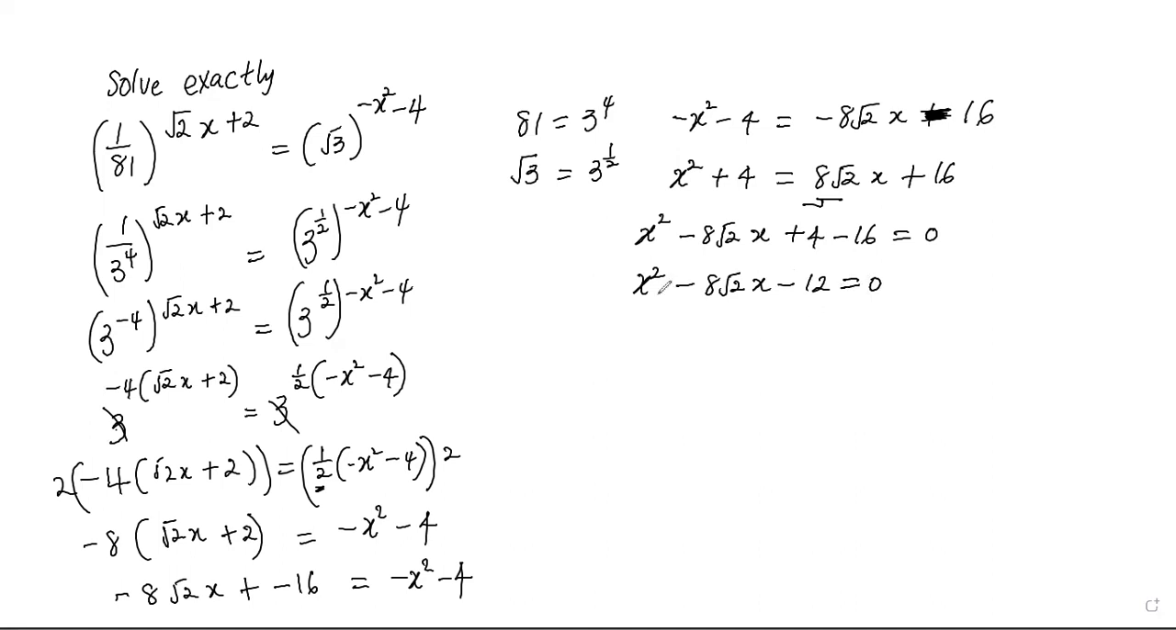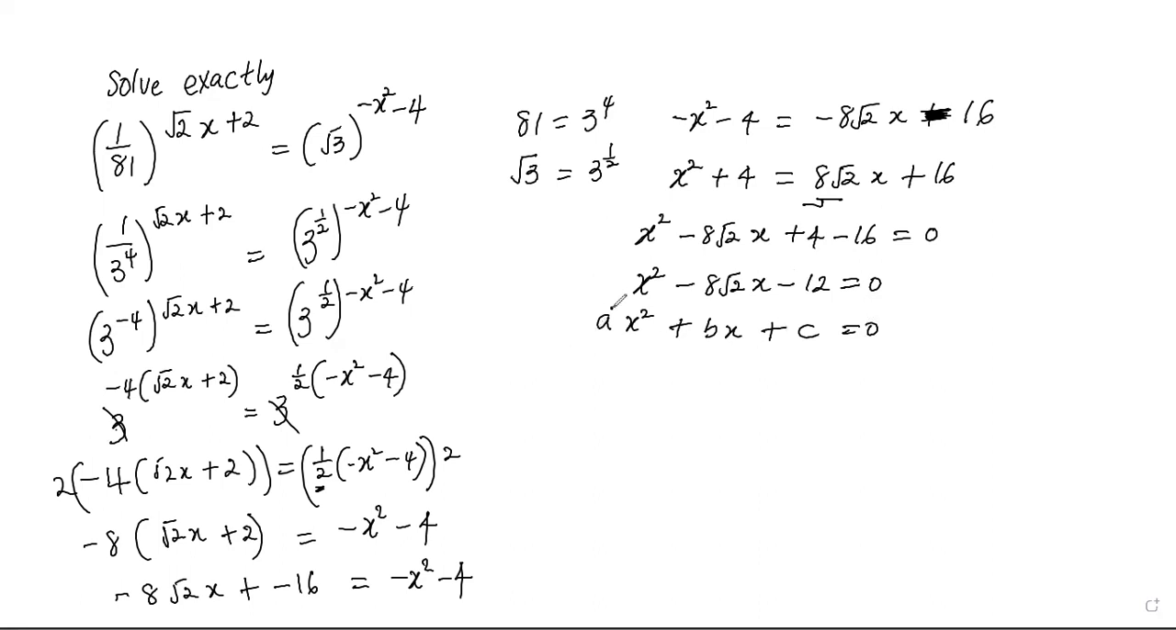Now this is a quadratic equation. Now the next thing you want to do, you can solve this quadratic equation by the formula method. And from here, if you compare with the standard form of a quadratic equation, here is your ax squared plus bx plus c equal to 0.